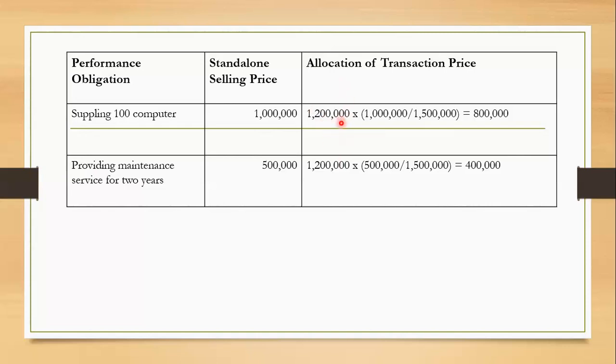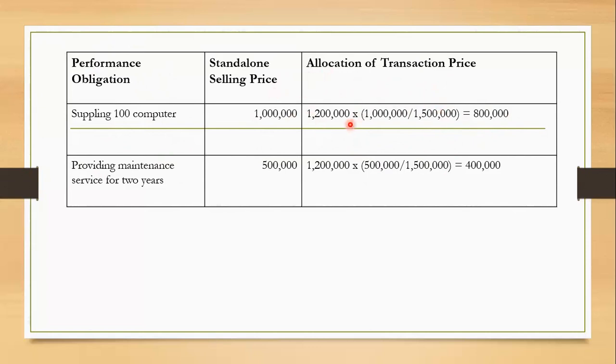In this transaction price, the supply of computers indicates a relative significance in this way. How I have calculated the relative significance of this performance obligation within this product package: the standalone selling price of the 100 computers is 1 million, and this is included in a package worth 1.5 million. Accordingly, this performance obligation is relatively significant in this contract, this much: 1 million divided by 1.5 million. So this is how we are calculating the allocation.